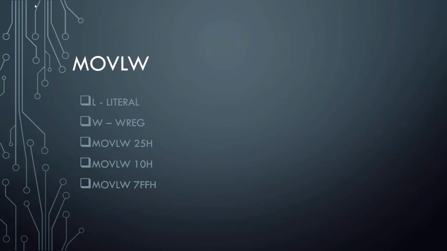So let's consider the instruction MOVLW 25H. The 25H represents 25 in hexadecimal. This instruction moves or copies the value 25H to the working register, that is WREG. If we get to the next instruction, MOVLW 10H, the working register changes its value to 10H. That is, 10H is moved to the working register. The previous value is gone. 25H is not stored anywhere. So now the working register holds the value 10H.